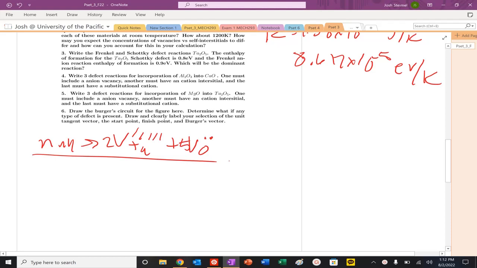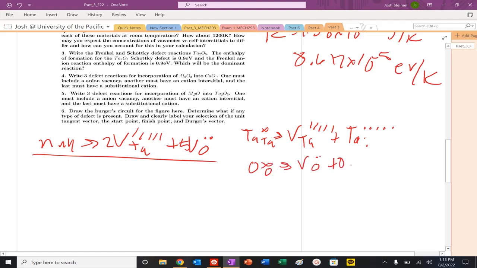For the Frenkel, we will have that Ta X goes to vacancy Ta 1, 2, 3, 4, 5 plus Ta interstitial 1, 2, 3, 4, 5. And then oxygen X goes to vacancy oxygen 1, 2 plus oxygen interstitial, and then that's 1, 2.